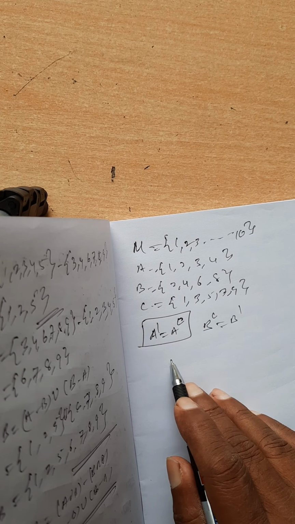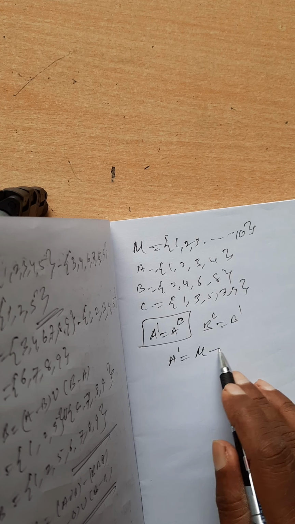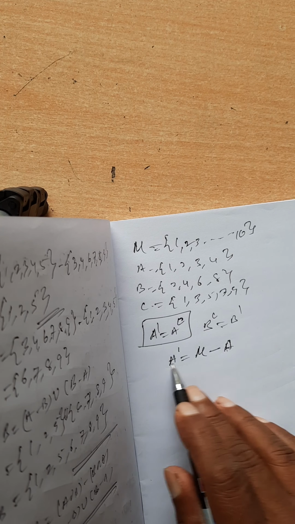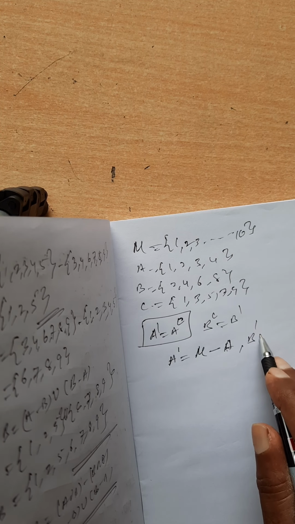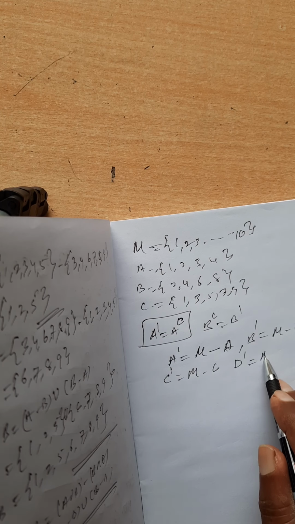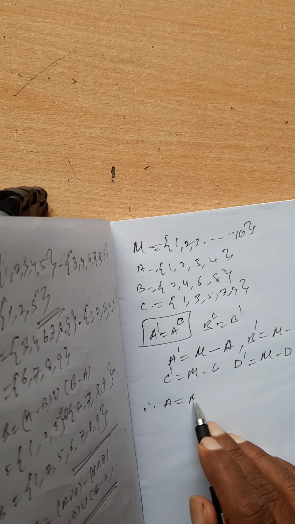So there is a formula. To get a complement, we subtract A from mu. Mu minus A gives this. B complement is mu minus B. C complement is mu minus C. D complement is mu minus D. And again, if you want to find A, it is mu minus A complement. So these are the formulae you have to remember.